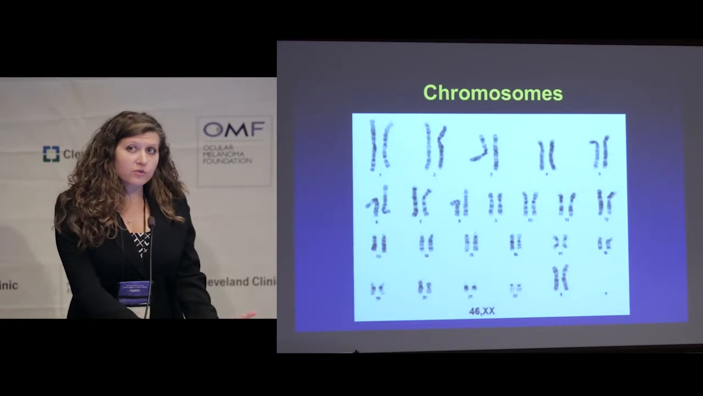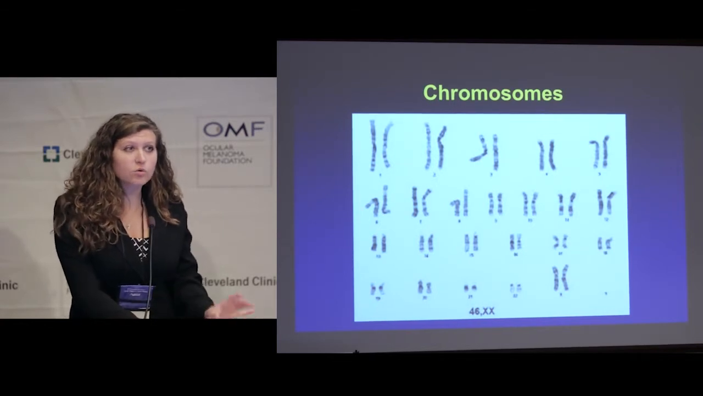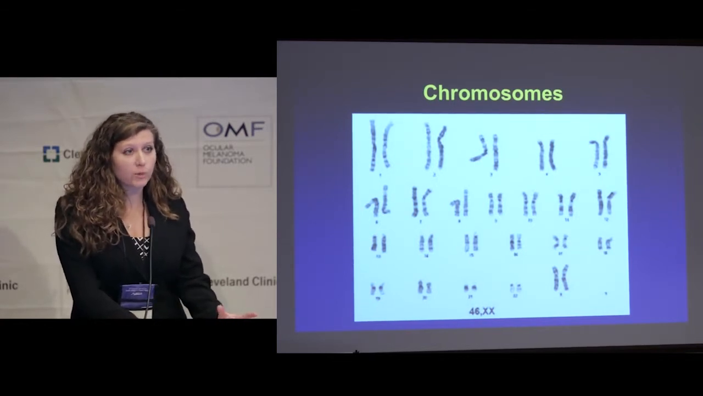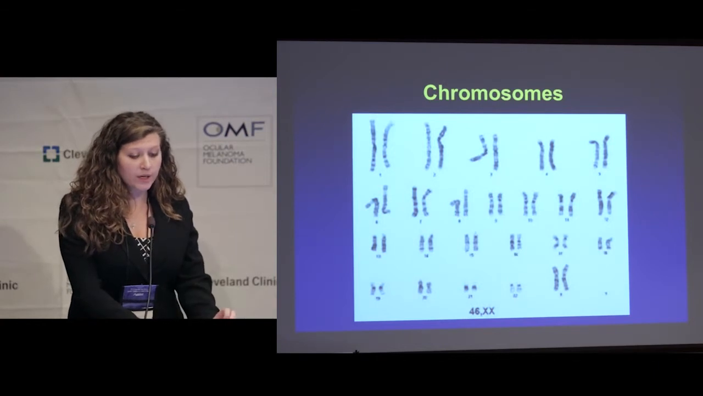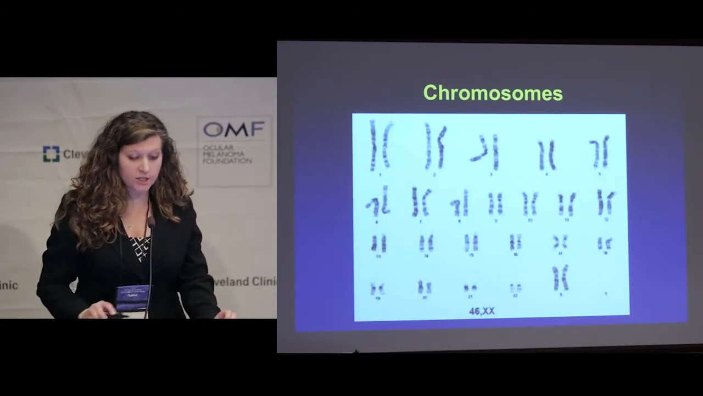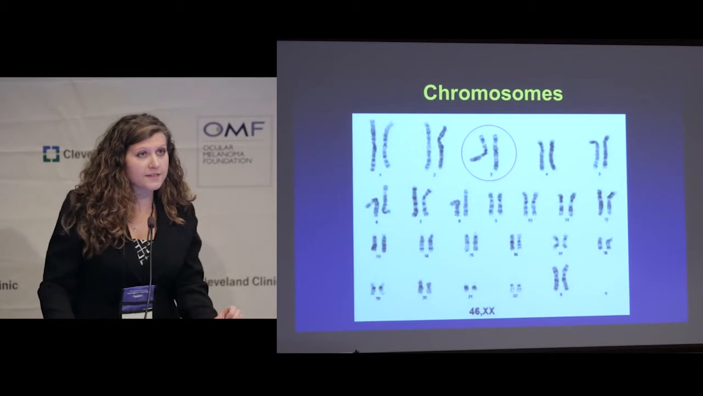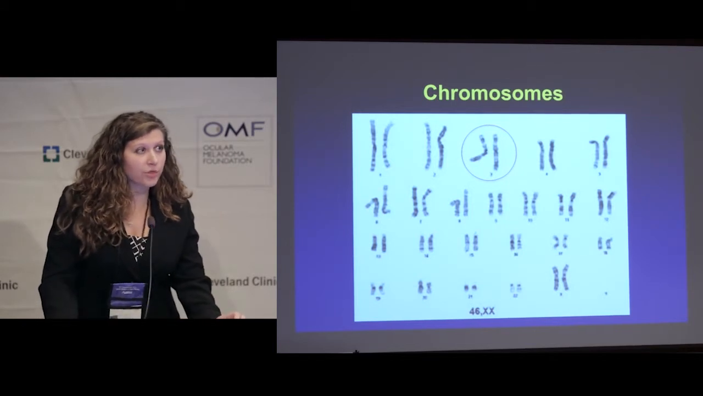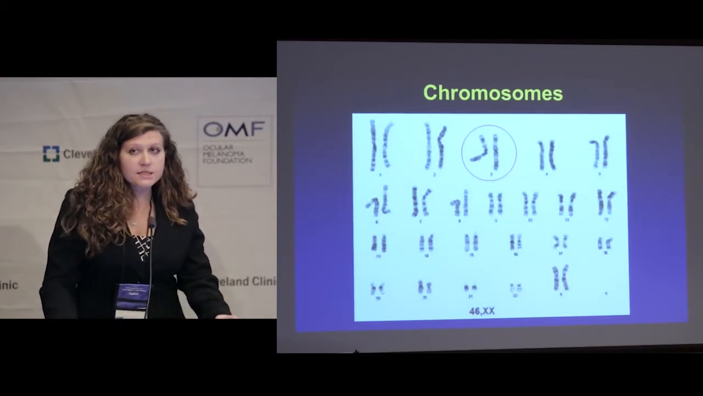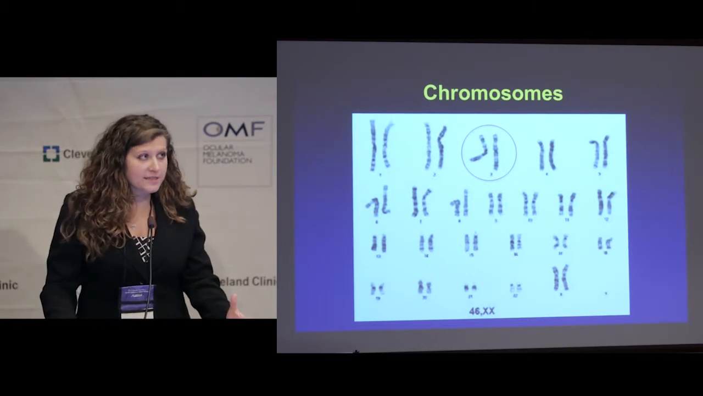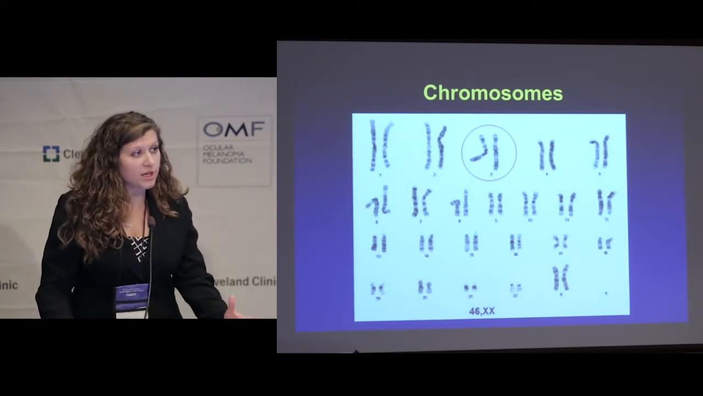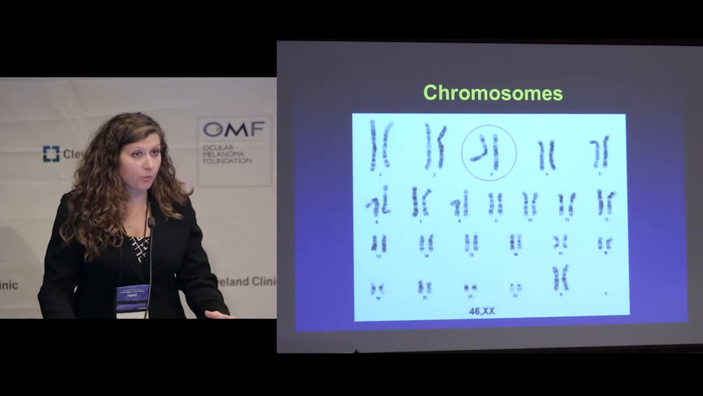When we think about uveal melanoma, though, and the chromosomes of a uveal melanoma tumor, what can happen is we can end up with changes in this particular chromosome, chromosome number 3. And this is the biggest genetic change that is associated with uveal melanoma.